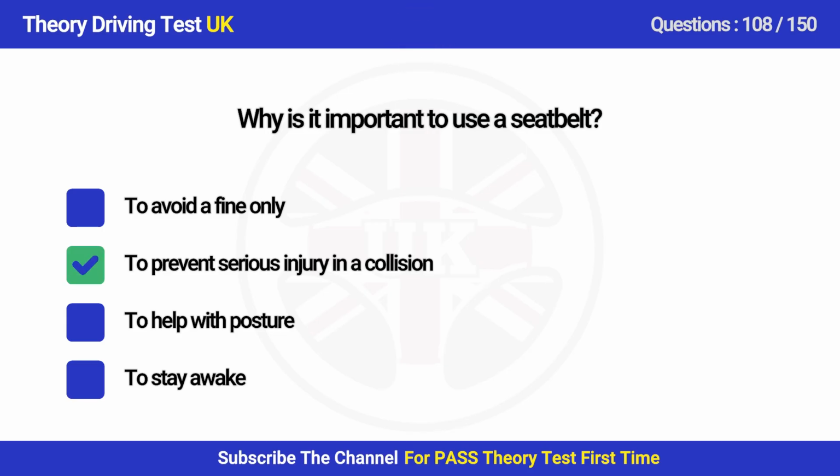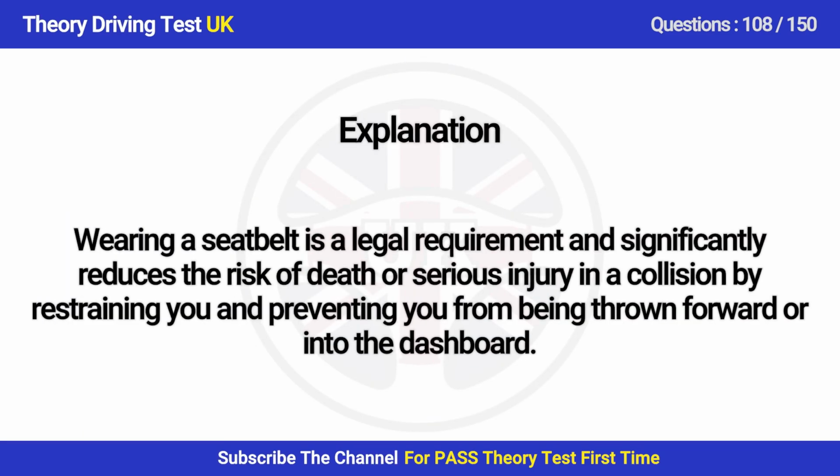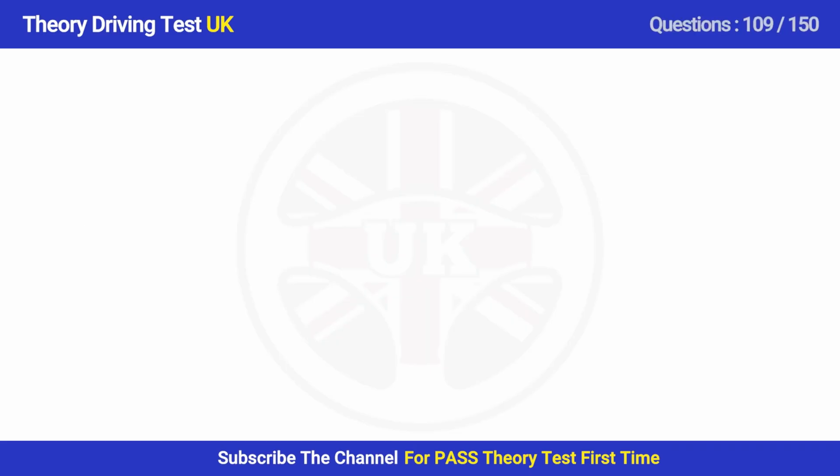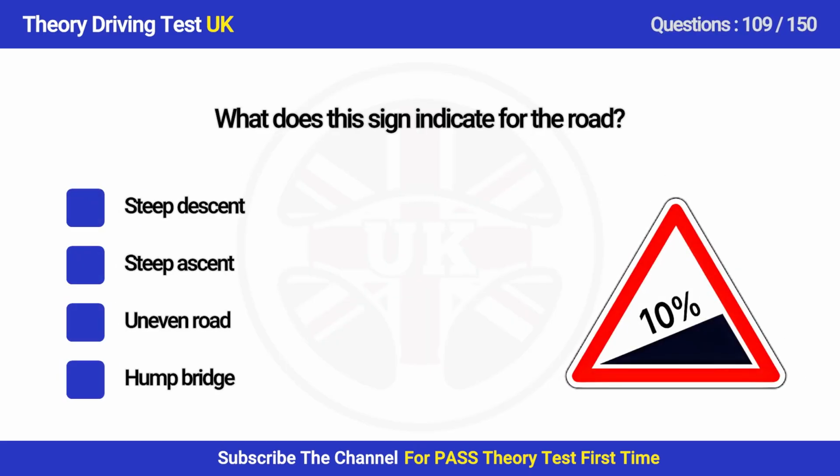Answer is B. To prevent serious injury in a collision. Wearing a seat belt is a legal requirement and significantly reduces the risk of death or serious injury in a collision by restraining you and preventing you from being thrown forward or into the dashboard. Question 109. What does this sign indicate for the road? A. Steep descent. B. Steep ascent. C. Uneven road. D. Hump bridge.